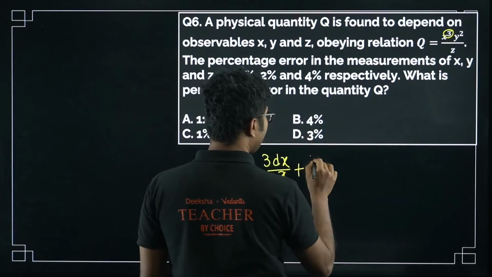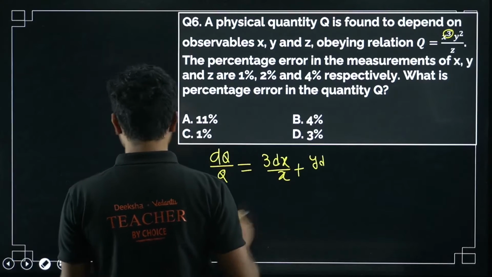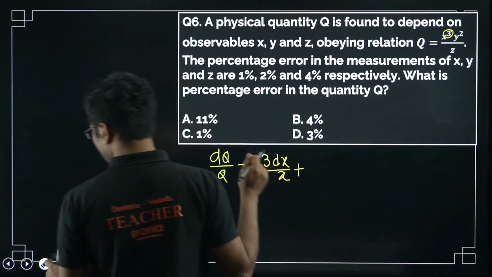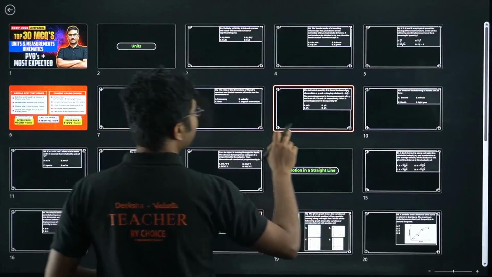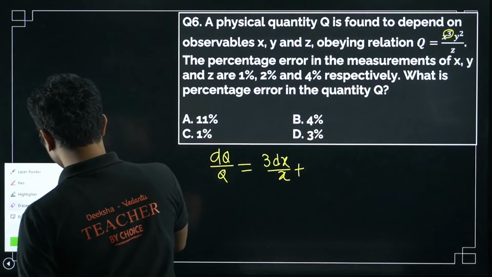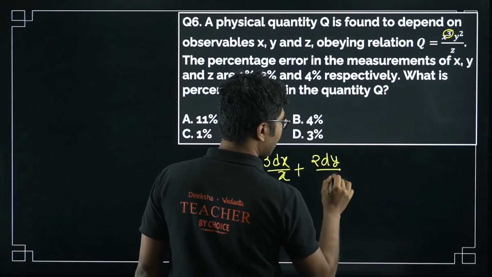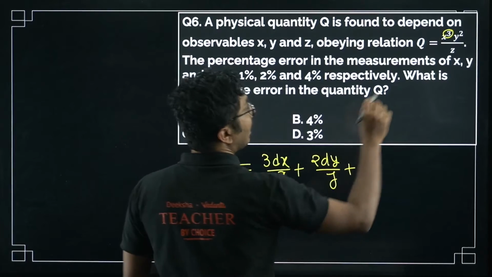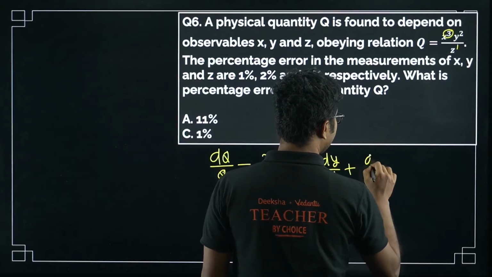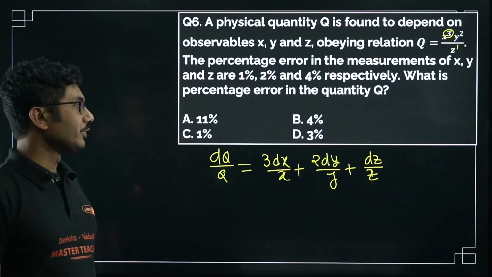So y square, 2 dy, y square means it will be 2. Now this question I think is partly out of syllabus, but anyway there is no harm in knowing this simple formula. Okay, so y square is 2 dy by y, and plus z is in division, anyway does not matter, power only matters, so it will be dz by z. Okay, it does not matter, errors are always added, so you don't need to worry about it.